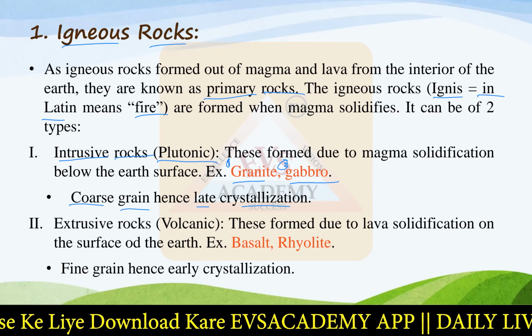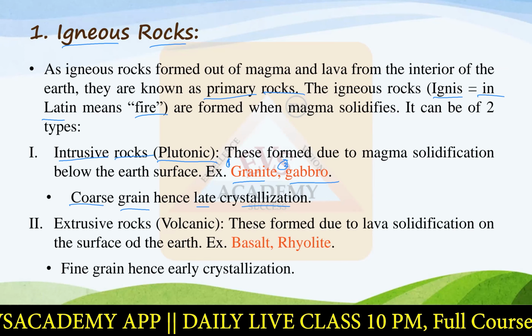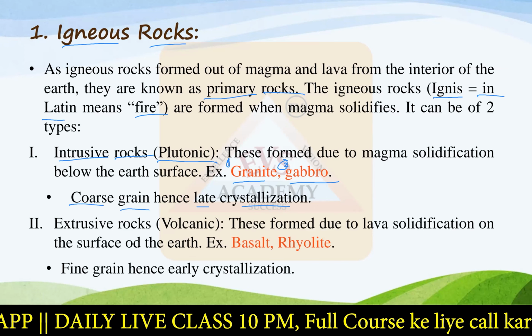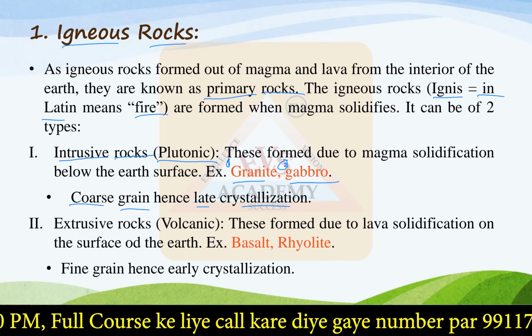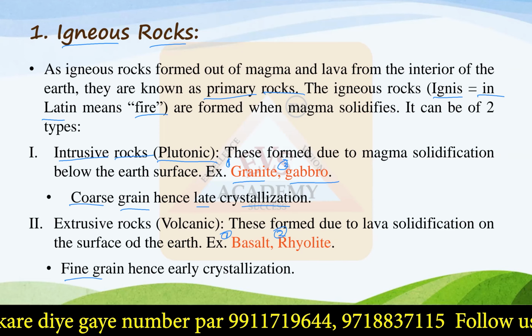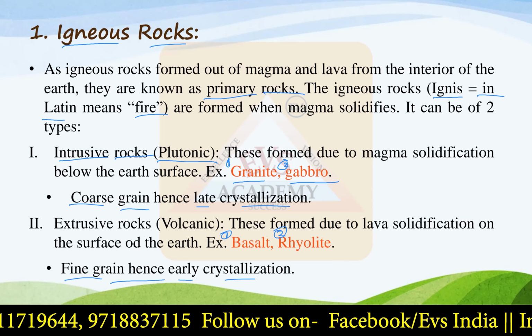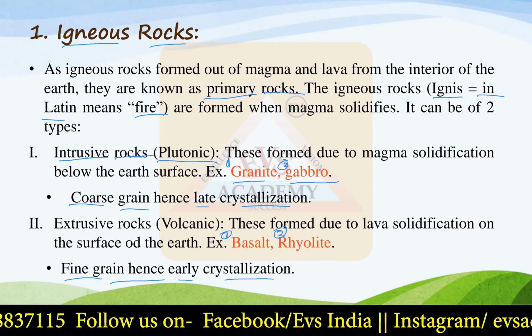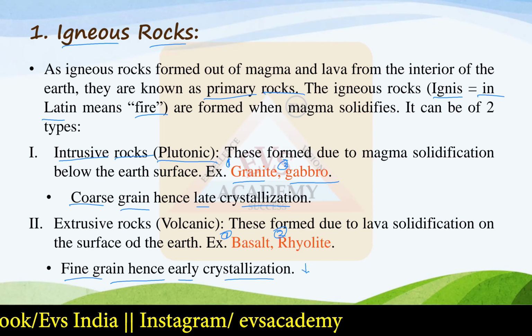Then we have the extrusive, or volcanic, type of rocks. These are formed due to lava solidification on the surface of the earth. Examples of extrusive rocks are basalt and rhyolite. Both are fine-grained because the crystallization is very fast. And why is crystallization very fast? Because of the lower temperature available on the surface of the earth.